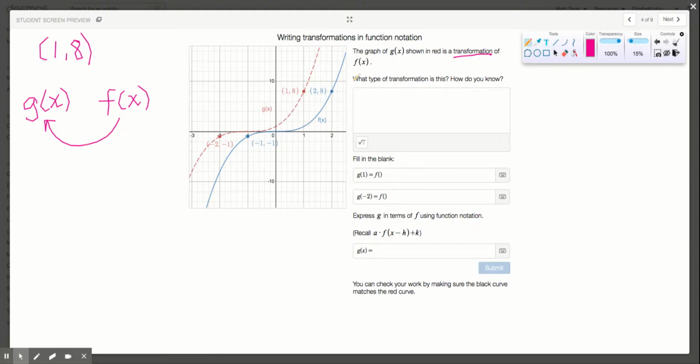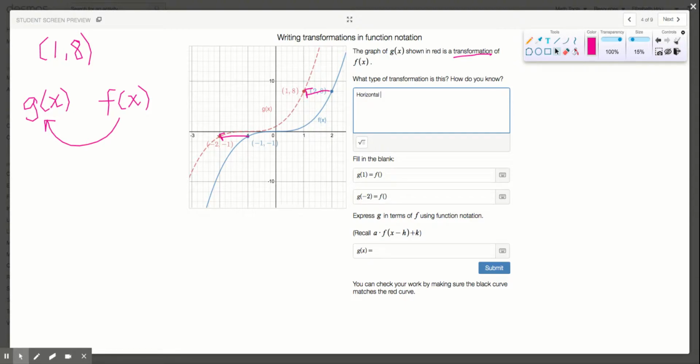Same thing here. On the blue, on the original function, on f of x, you plug in -1 to get out -1. On the red, if you want to get out -1, you have to plug in -2. We can clearly see, and I tried to make it very obvious with the points I chose, that this graph moved one space to the left. So the type of transformation this is a horizontal translation, 1 unit left.